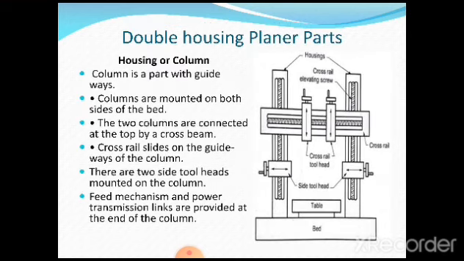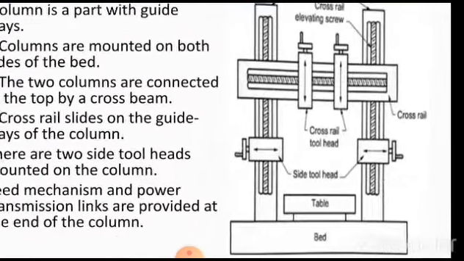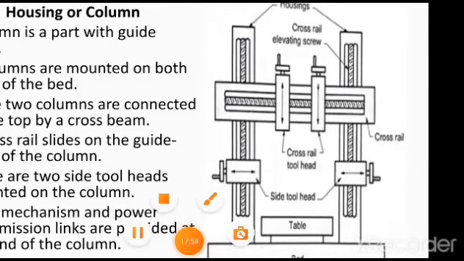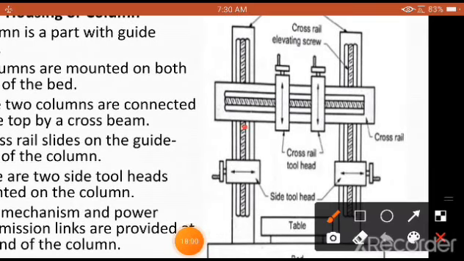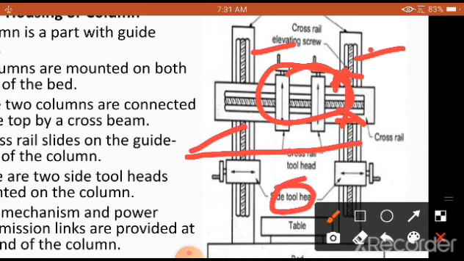Okay, so the next part coming is the housing or column, as you are going to see on the screen here. There are two housings. These housings have guideways at their fronts for giving the movement to the cross rail, and this cross rail can be clamped at the required position depending upon the height of the workpiece to be machined, and it also provides the movement for the side tool heads.